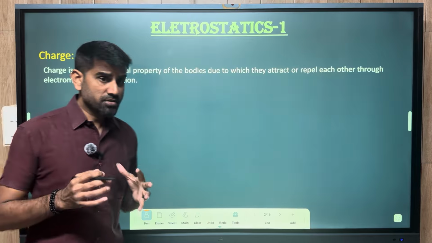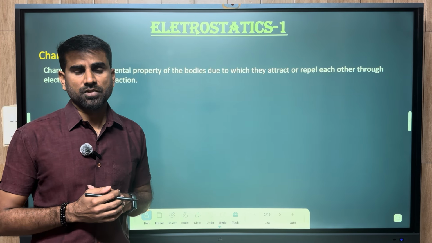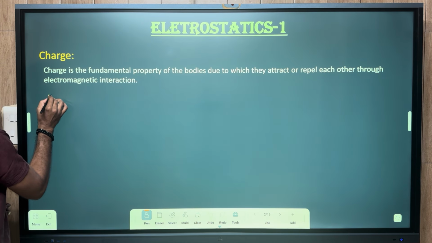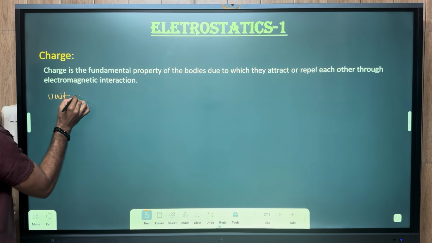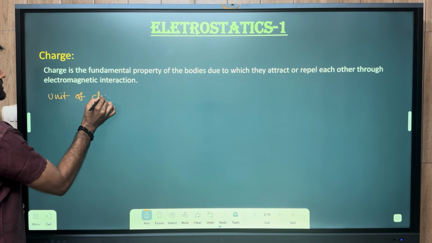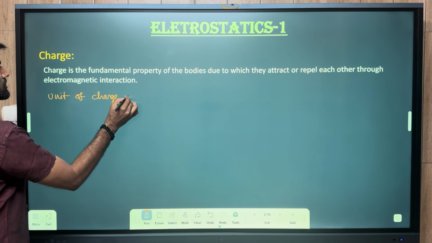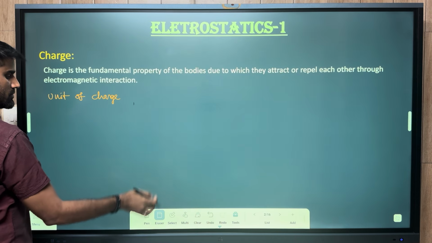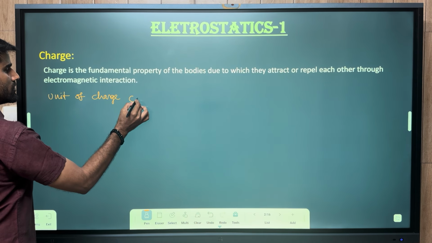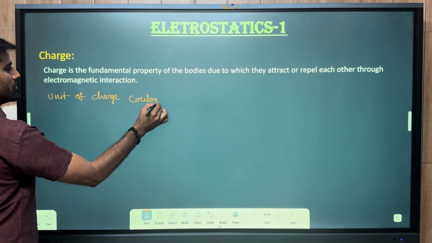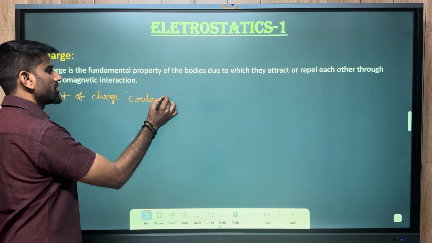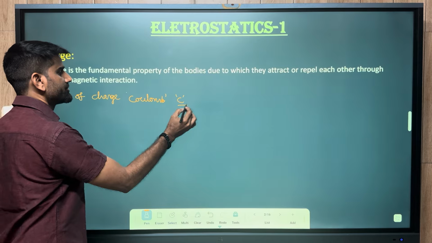Charge is usually measured in terms of coulomb. That means the unit of charge is coulomb. Coulomb is usually represented with capital C, as we all know.